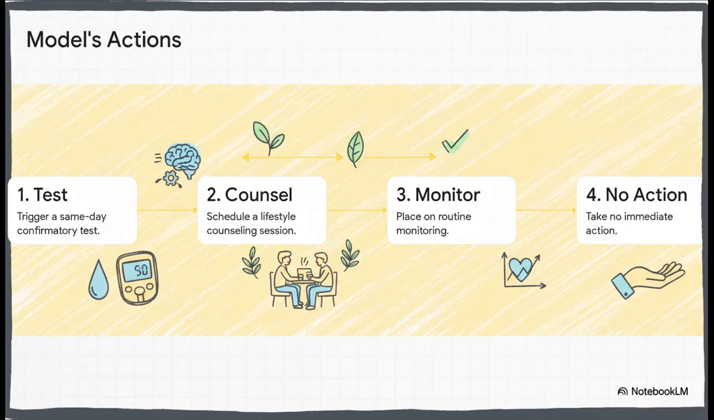And this is just brilliant because it shows the real-world impact. The algorithm score isn't just going to say high risk. No, it's going to be directly tied to one of these 4 concrete actions. This is how a prediction becomes a decision. It's how you turn a simple number into a clear path forward for the clinic.